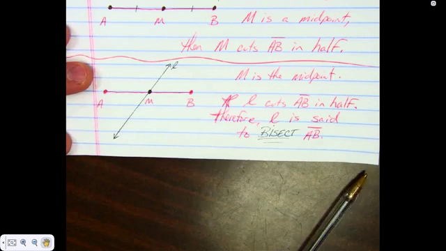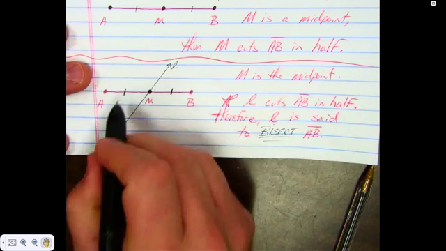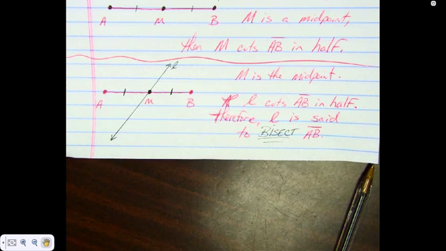So what's created here? What could I mark right here on AM? I can put a mark here and a mark here to say that this is congruent to that.